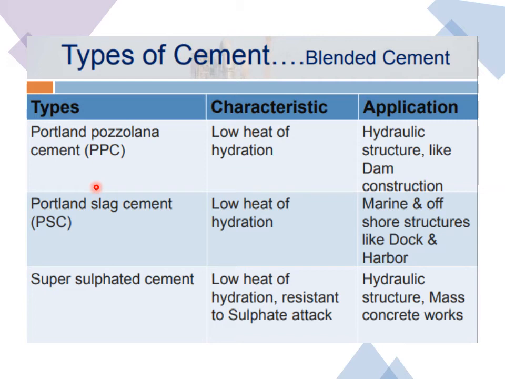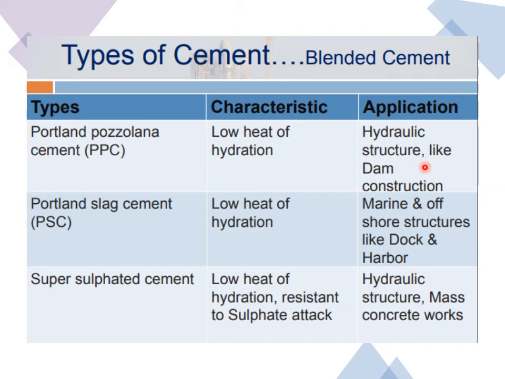Previously we have seen the applications of ordinary Portland cement. Now we'll see the applications of blended cement. As I have already introduced, in blended cement some percentage of cement is mixed with pozzolanic materials, right? So the first one is Portland pozzolana cement, that is PPC, whose characteristic is low heat, because when you are using some amount of a different material having a pozzolanic action, the amount of cement content is reduced, so that's why you can call it a low heat cement. Okay, so this can be used in hydraulic structures.